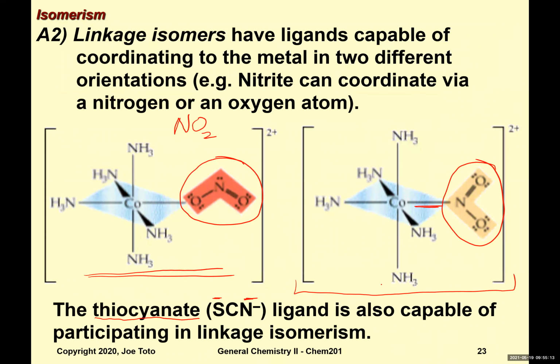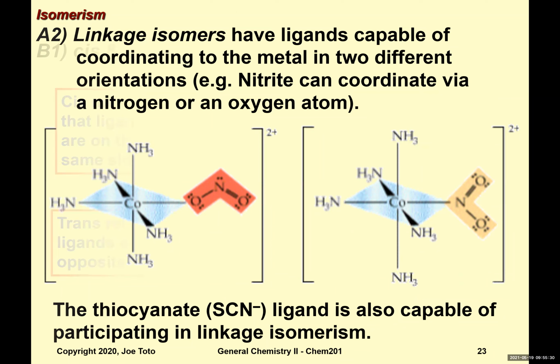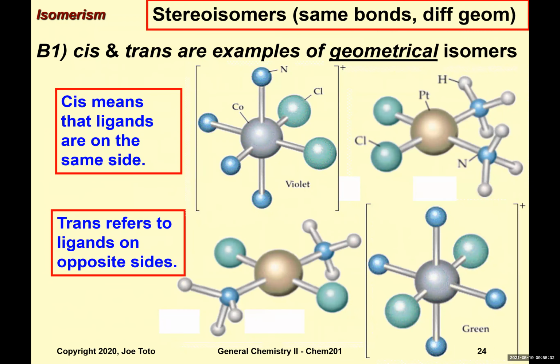And lastly, this linkage isomer has, as we saw, different parts of that ligand that can lead to the coordinate covalent bond. In one case, oxygen, in the other case, the nitrogen. All right, now we move to the second category, the stereoisomers. And the first one that we're going to look at is the geometrical isomer in this category.